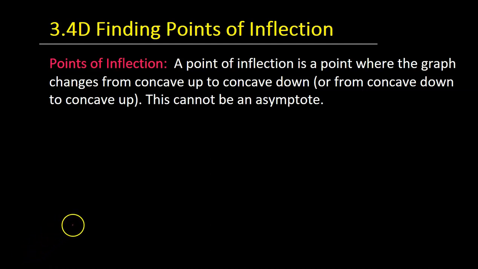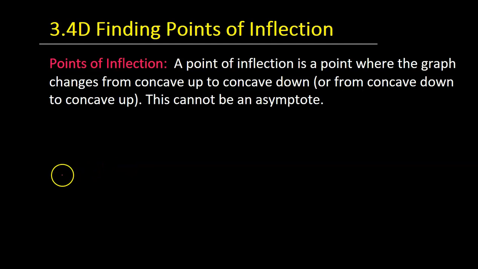In this video, I will show you how to find points of inflection. Now, a point of inflection is where the graph changes from being concave up to concave down, or from concave down to concave up. This cannot be an asymptote or even a sharp turn like you would find in a piecewise function.